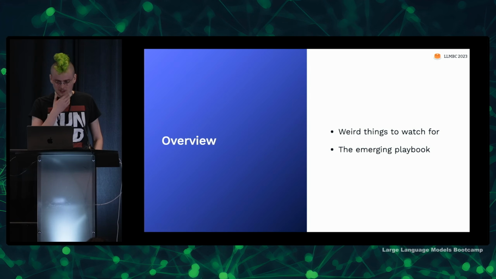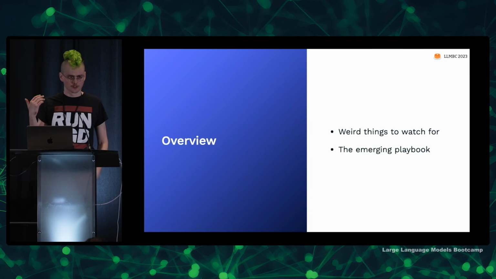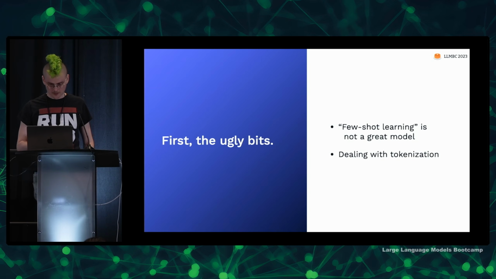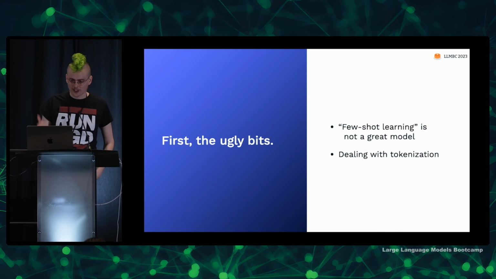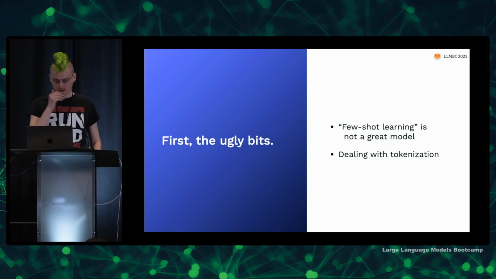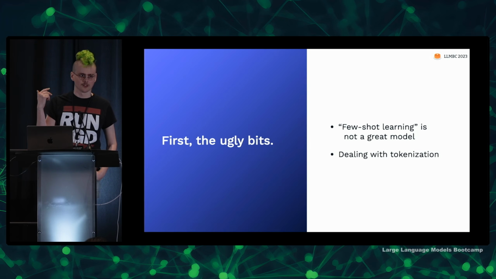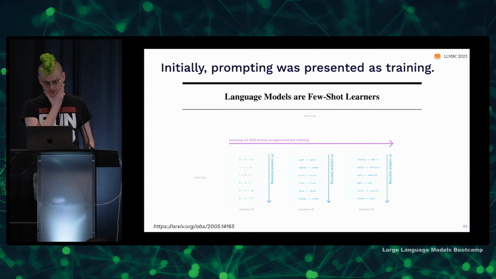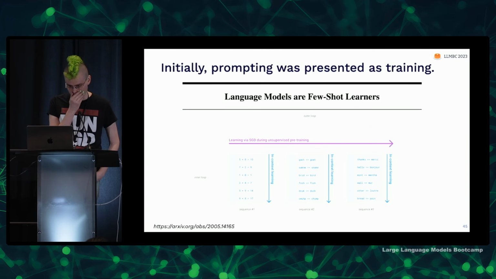So just as an overview, I'm going to first cover some weird things to watch out for, things people will either suggest or you might believe would be good ideas that are actually not. And then I'll talk about the emerging playbook. So first, the ugly bits. One, few-shot learning turns out to be not really a great approach to prompting. And second, tokenization is going to mess you up for sure. So watch out for it, and I'll give some tips and tricks for dealing with it.